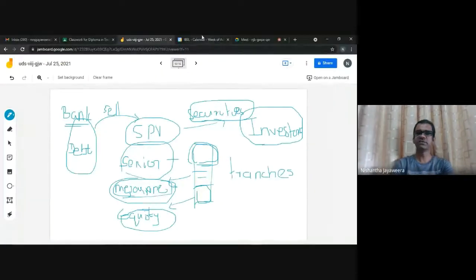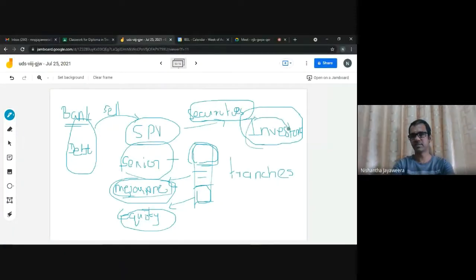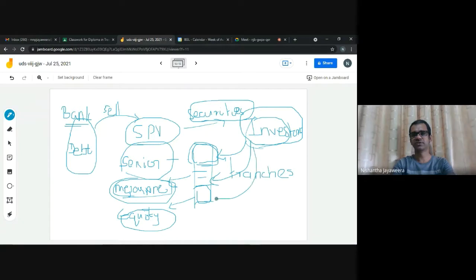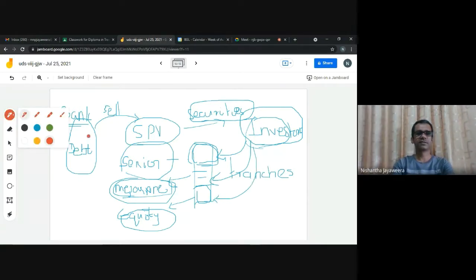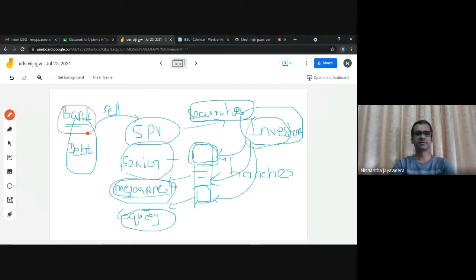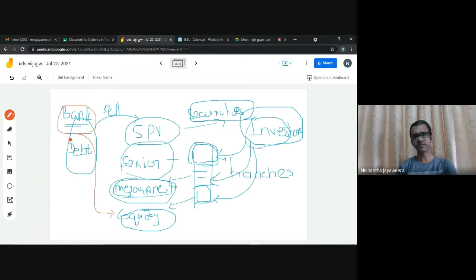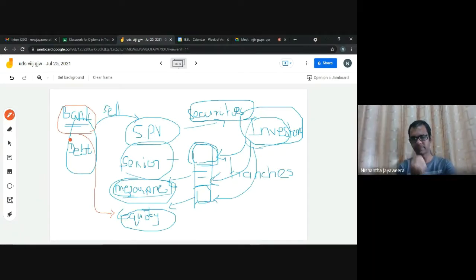So investors, depending on their risk appetite, can invest in either the senior tranche, the mezzanine tranche, or the equity tranche. But most of the time, the bank itself invests in the equity tranche to give some confidence to the investors, because the bank is ready to absorb some or part of the losses. That's what would happen.